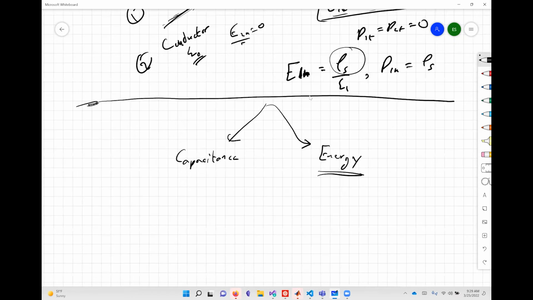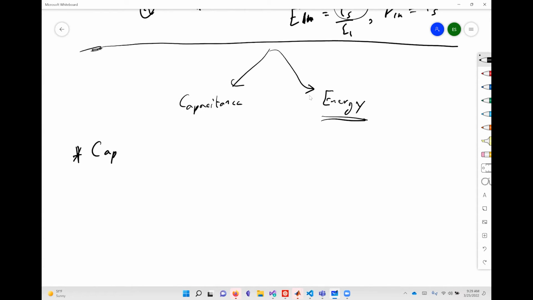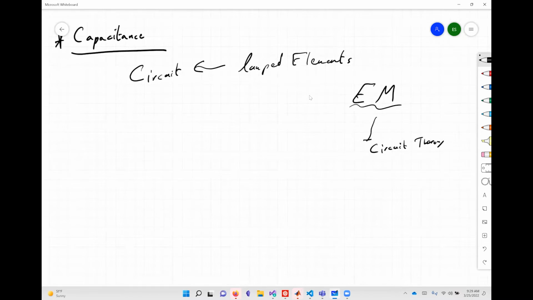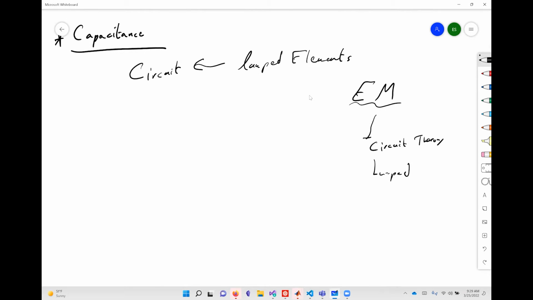Okay, so the topic of capacitance. You're familiar with capacitance from circuit theory, right? You've studied this in terms of what's called lumped elements. Circuit theory is really a special case of EM. The principles of EM lead to circuit theory. But the elements in circuit theory are lumped, meaning, for example, a resistor in EM. What is a resistor in EM? A resistor in EM is some kind of material that exists in 3D space. It has three dimensions. It has structure.